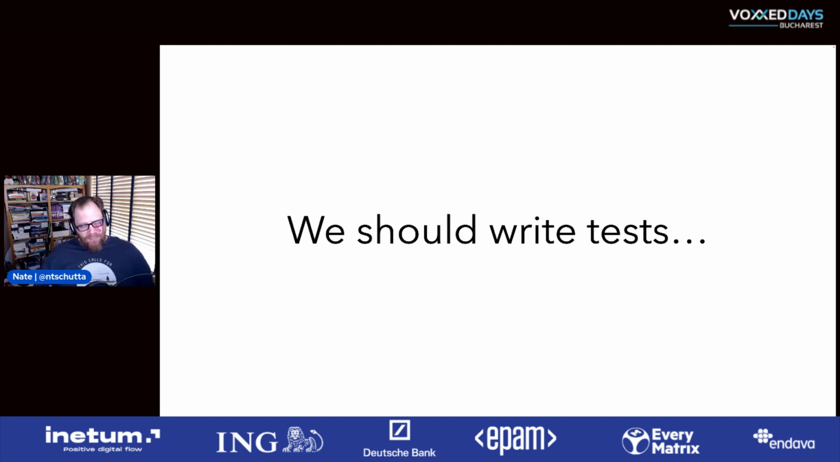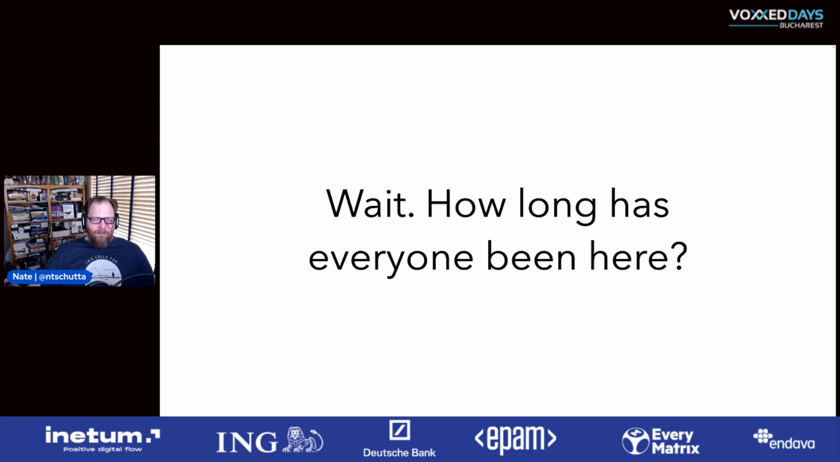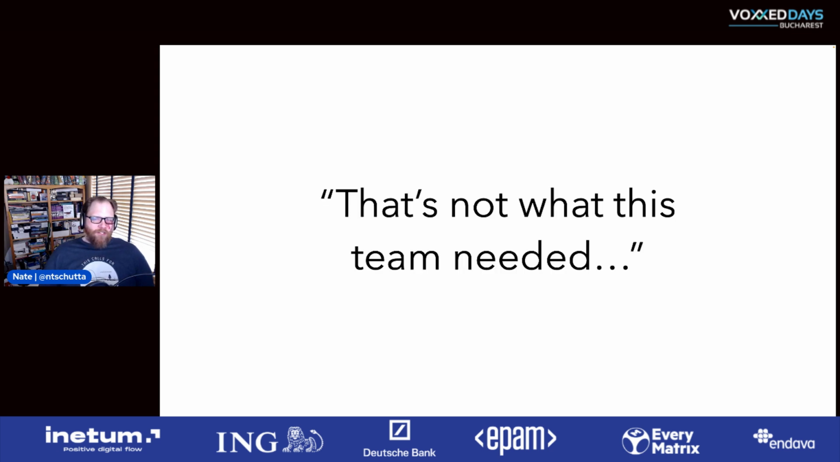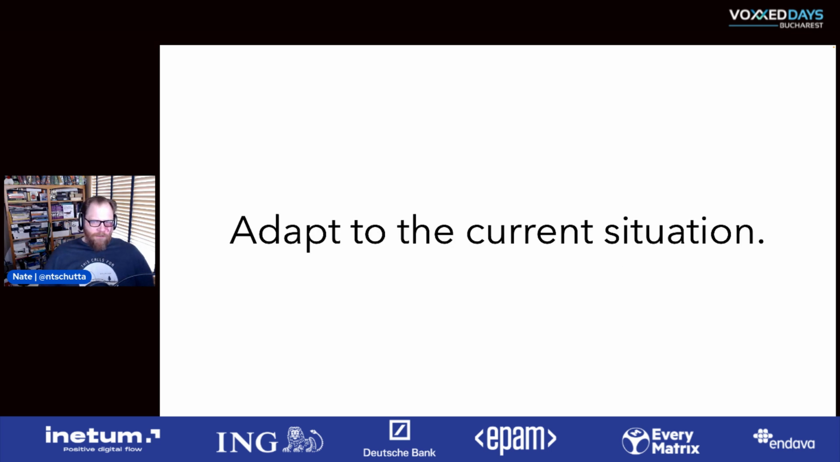But because he's done this long enough, he said, all right, hang on, let me challenge my assumptions a bit here. And as he looked around, he said, well, wait, I'm sorry. How long has everyone been on this project? The person with the least amount of time on the project had been there around 10 years. So basically everybody had 10 plus years of experience. And my friend realized, wait a minute, that's actually not what this team needs. And so he did what any good coach does, and he adapted to the current situation instead of relying on a formulaic, well, this is what I do everywhere kind of approach.